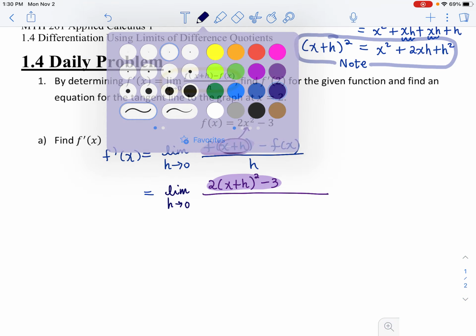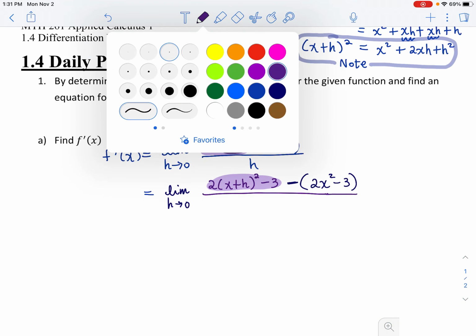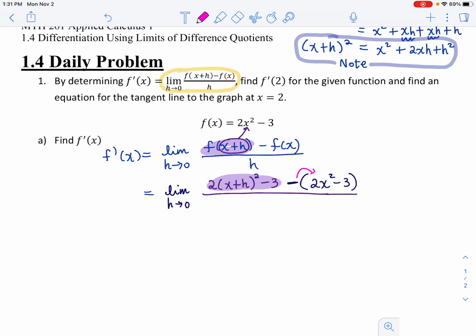I need to keep on going. I need to do minus f of x. f of x is 2x squared minus 3. And did you just see that I put this in a parenthesis? Because when you are doing difference quotient, you are subtracting. Difference means you are subtracting. So you will have to distribute this negative, this subtracting sign, to everything that's in f of x. And to prevent making a sign mistake, I want you to put them in a parenthesis, okay?